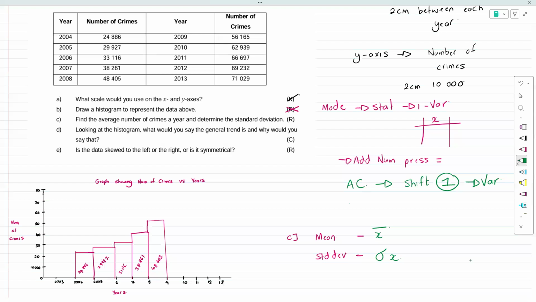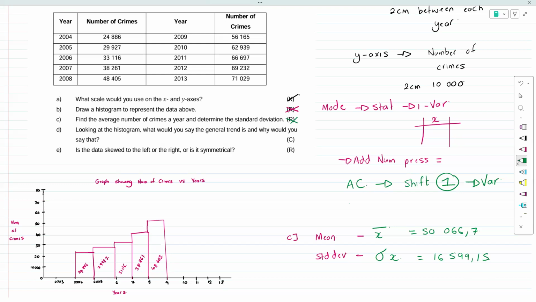Let's start with the mean. If I press 2 and press equal, I'm going to get the mean as 50,066.7. And if I go back and press AC, Shift, Stat, Variance, now I do the standard deviation. Please don't think S and X is the standard deviation. It's not. You press there, and we should get the standard deviation of 16,599.15.